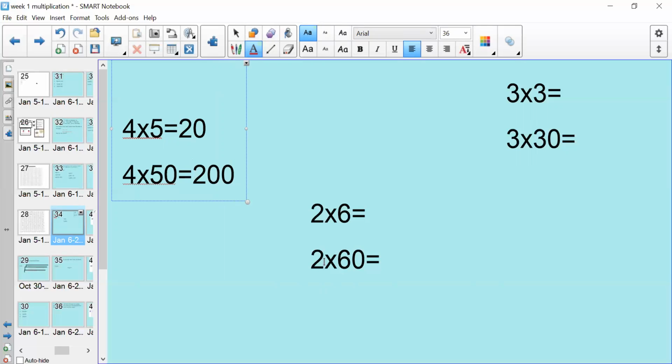Okay, the same with this one. If you got 2 times 60 and you didn't know what that was, you can say, okay, I know that 2 times 6 is 12. Therefore, 2 times 60 will be 120.